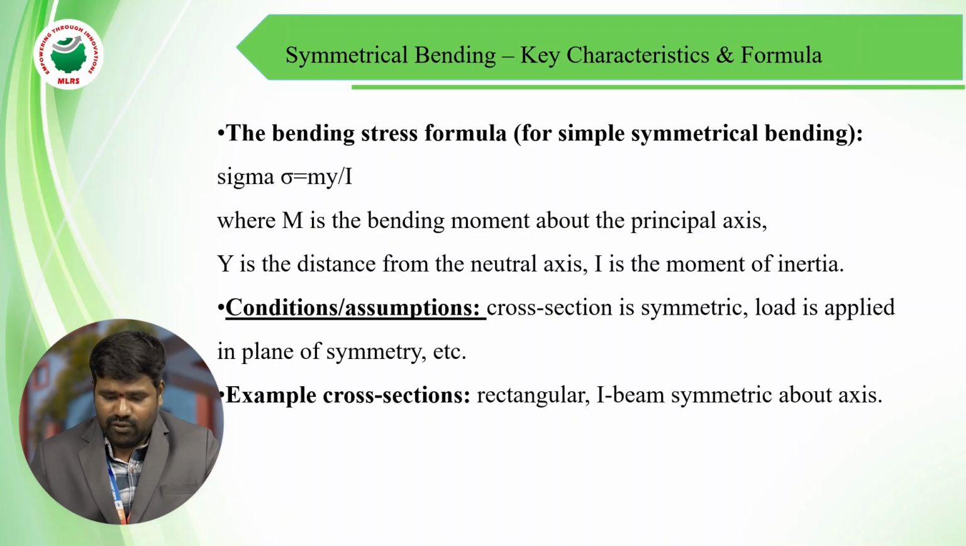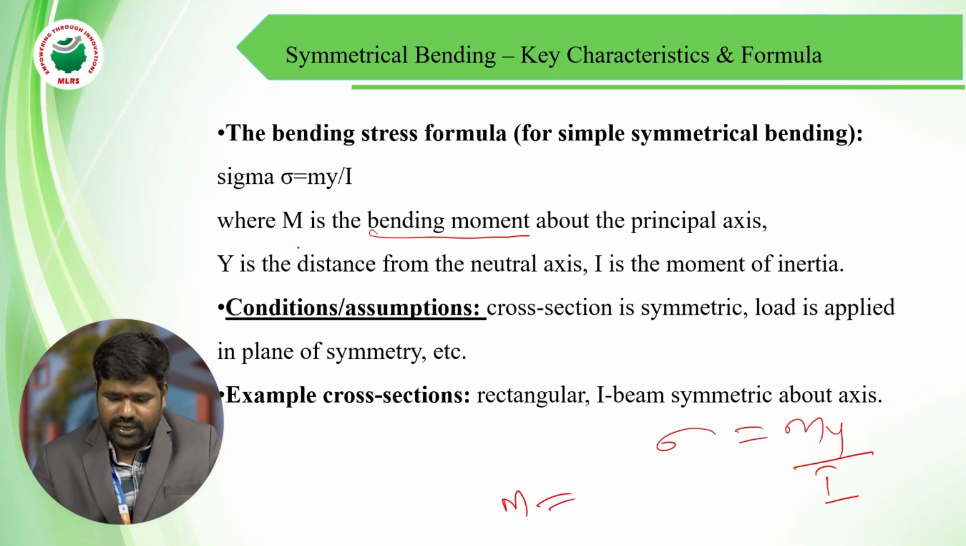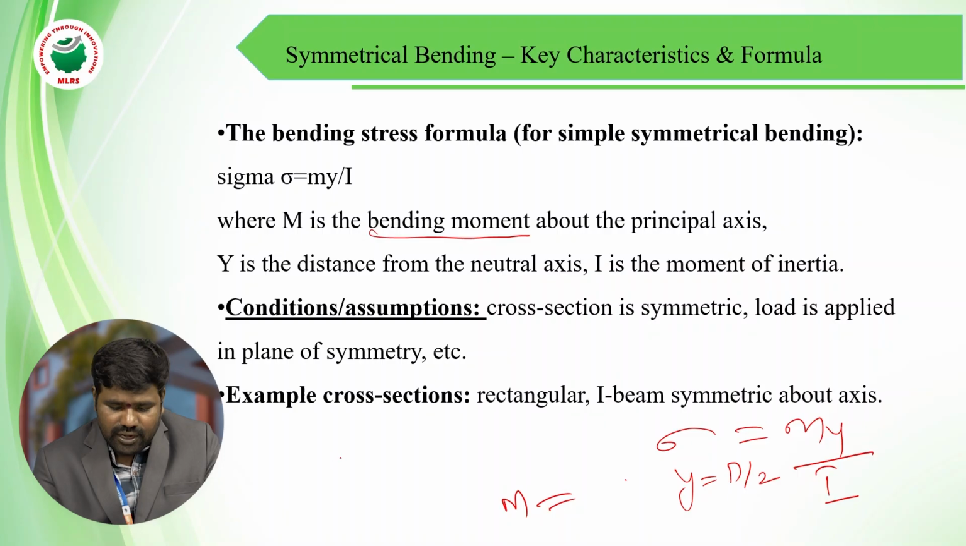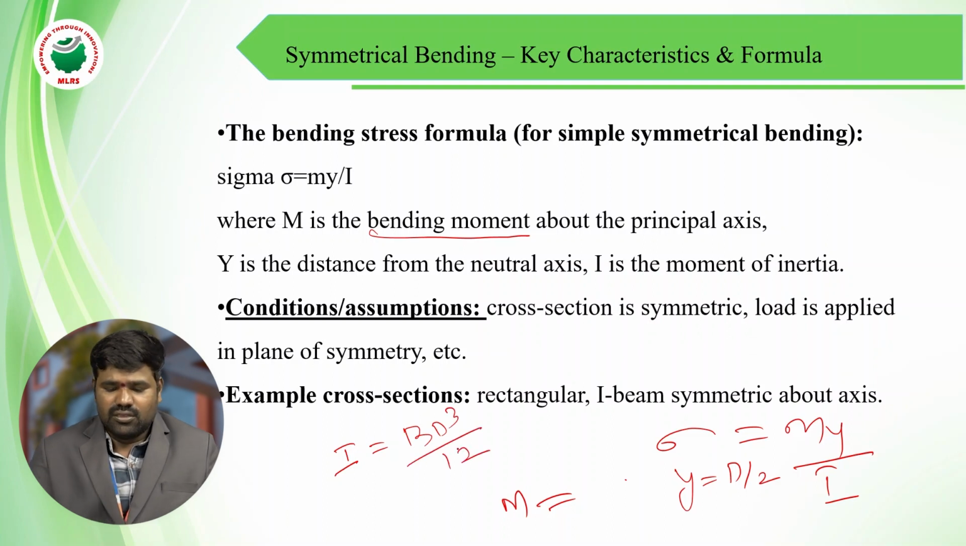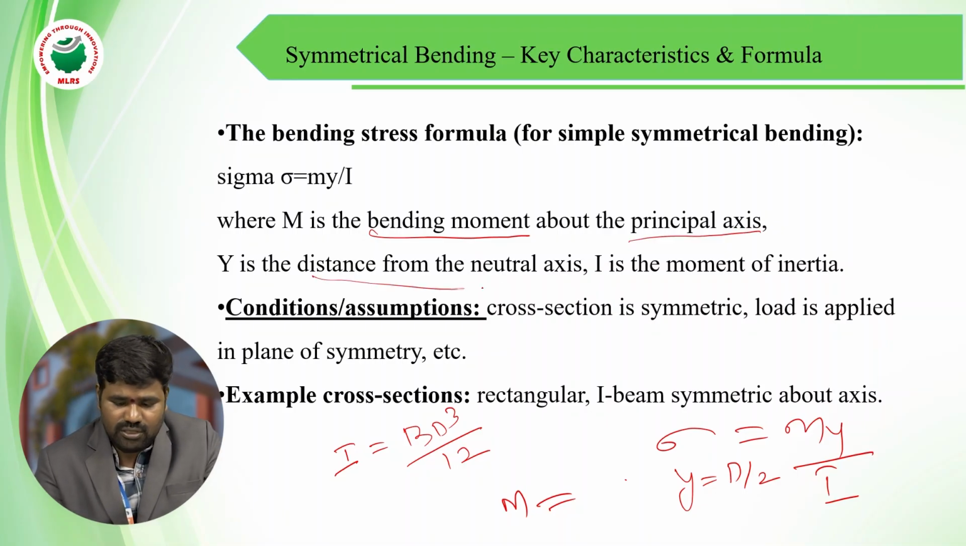The symmetrical bending formula: sigma equals M y by I, where M is the bending moment about the principal axis, y is the distance from the neutral axis, and I is the moment of inertia. The moment of inertia can be for a rectangular section or a circular section. For example, for a rectangular section, it is b d cube by 12.